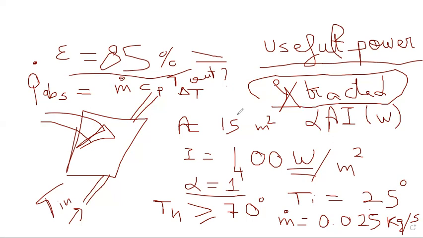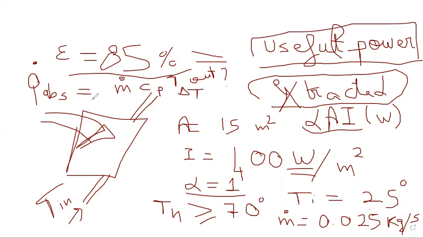Many of you have already taken heat transfer courses. This is very similar to a heat exchanger, because you have the flow of water in contact, taking heat from the solar panel. And any heat exchanger is characterized by a certain efficiency. It cannot transfer energy without any loss. That's why we have to multiply alpha A I by epsilon to get the useful power.